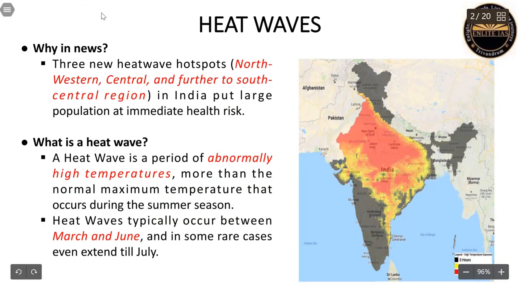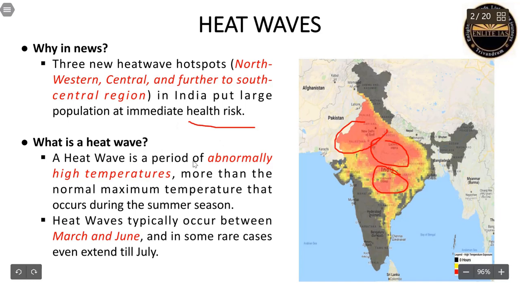So the first topic for today is heat waves. So why was this in news? Recently, three new heat wave hotspots, that is in northwestern, central and south central regions in India, will put a huge population at immediate health risk. As you can see over here in the figure, these are the northwestern, central and the south central regions of India.